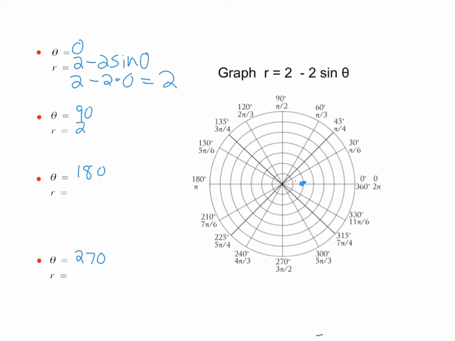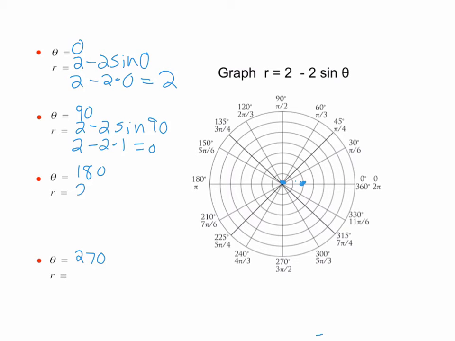Then I'll do 2 minus 2 sine 90. Well, the sine of 90 is 1. So now this is going to be 2 minus 2 times 1. Well, 2 times 1 is 2, and 2 minus 2 gives me 0. So this time, when I'm facing 90, that's where I get my 0 point.